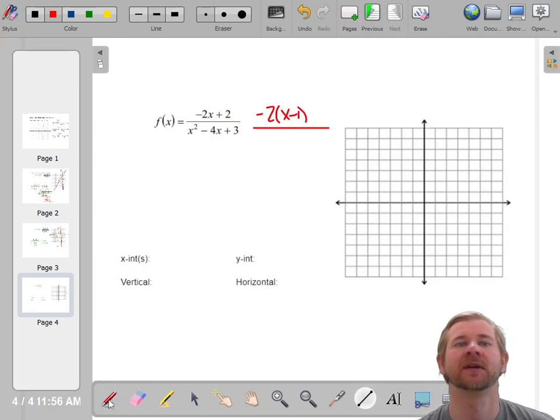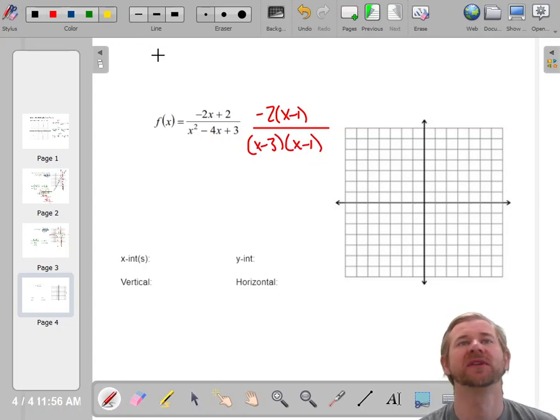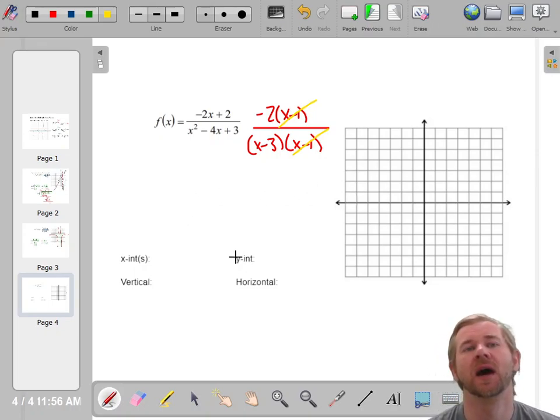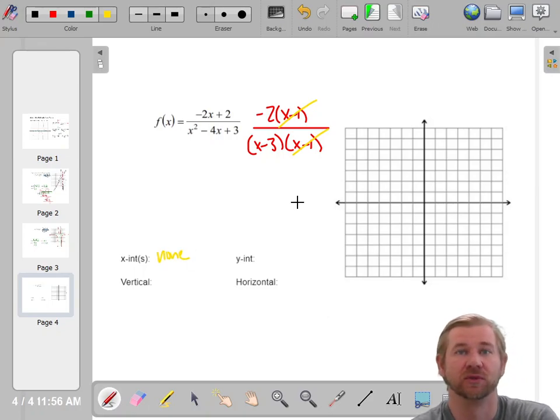Last one, I always factor out the negative if the leading coefficient is negative. And then in the denominator, you have x minus 3, x minus 1. Ooh, removable discontinuity. Okay. So we have a hole at 1. There is no x-intercept because it's removed. Okay, it would be an x-intercept, but it's removed.